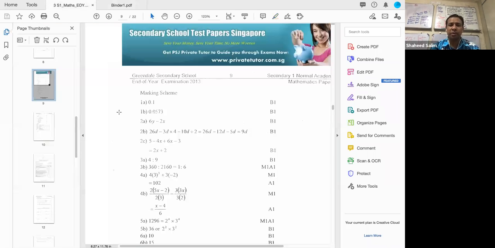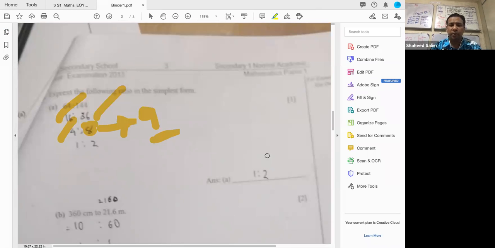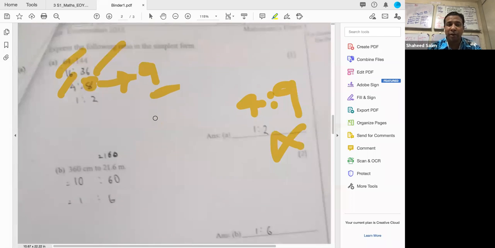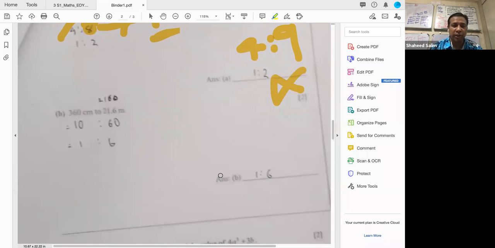Okay, we just double check. 4 is to 9, correct? Okay, next one. So this one, be careful. These are giveaway marks now. That means these are questions you can do. You should be able to score. You can already get an A at this stage, if you are careful. This is end of the year paper. You can get 1 to 6. This is correct.